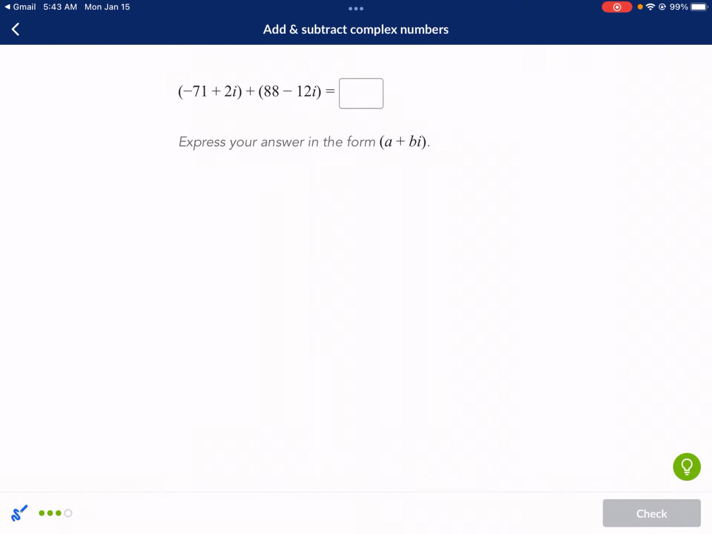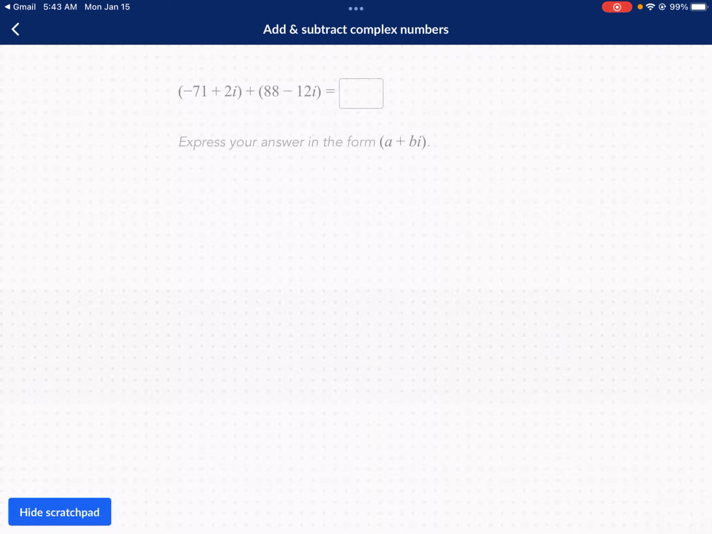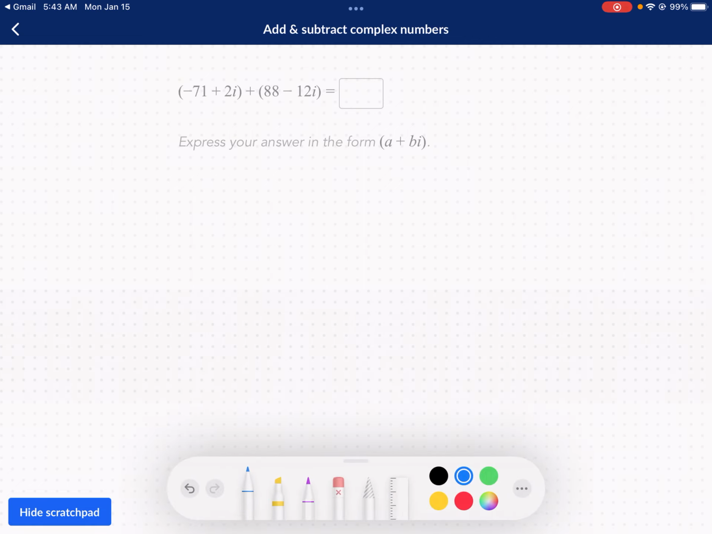Next question. This is my final one. Not too bad. Actually, the first question was the toughest out of all of these. Oh, there it is. I was trying to find my scratch pad.